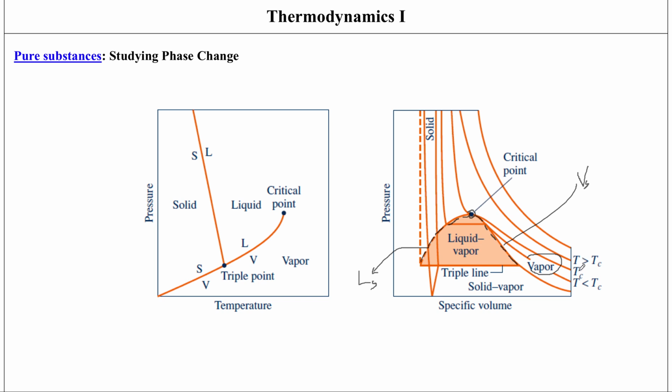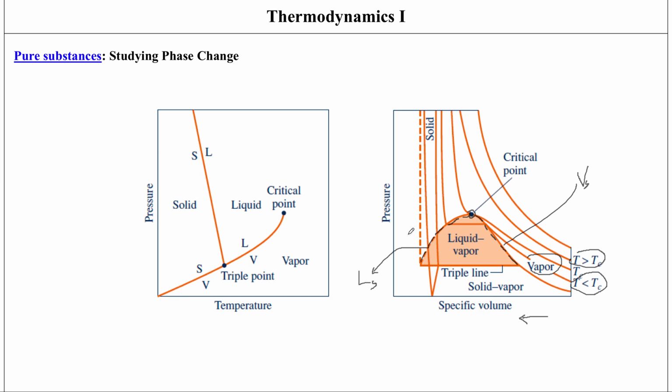And now, if let's say the temperature of my pure substance is greater than the critical temperature, then I don't really even get to go towards the liquid vapor region. Then I stay within the vapor region. But if my temperature is less than the critical temperature, as suggested here, then I can keep on decreasing the volume by increasing the pressure.